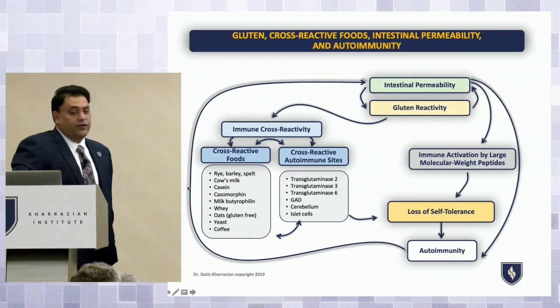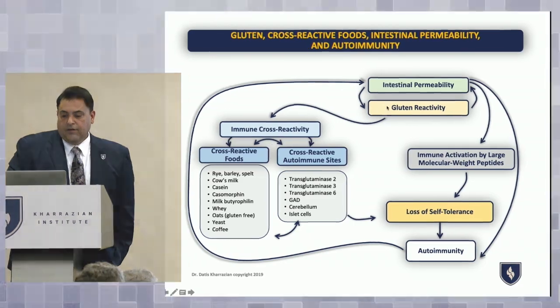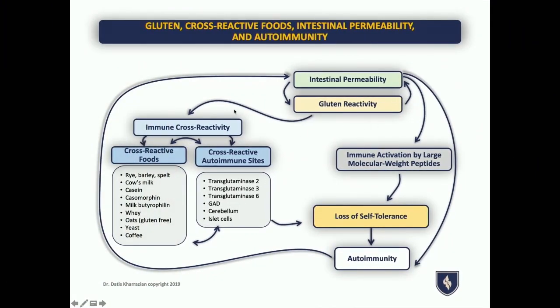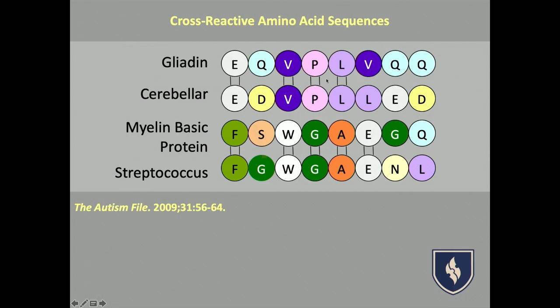Okay. So this chart is showing you immune cross-reactivity. You have intestinal permeability and gluten reactivity in a vicious cycle, then cross-reactive foods, and then you can get autoimmune target reactions. Transglutaminase 2 is intestines, 3 is skin, 6 is brain. The ones we didn't talk about are GAD, cerebellum, and islet cells. GAD is the enzyme in the brain called glutamic acid decarboxylase. It makes GABA. People that get this end up with anxiety disorders and vertigo. With cerebellum, they get ataxias, and with islet cells, they get type 1 diabetes. And this is the immune cell activation by molecular weight. They can lose their tolerance. The concept of cross-reactivity is that if proteins have amino acids that are similar in structure, then an antibody from, let's say, gliadin can bind to cerebellar tissue.